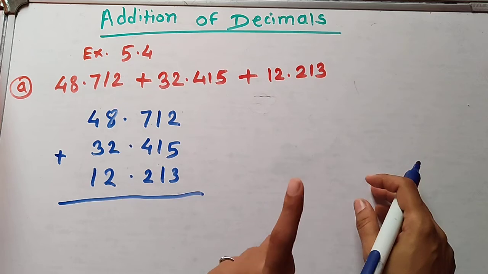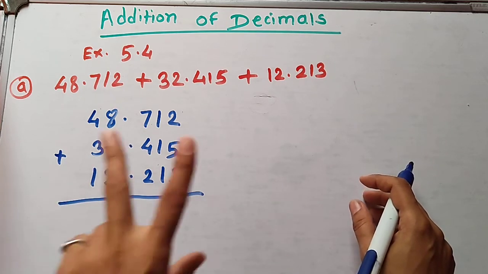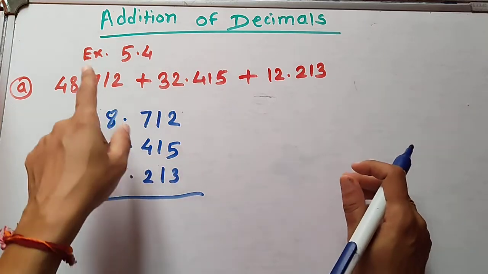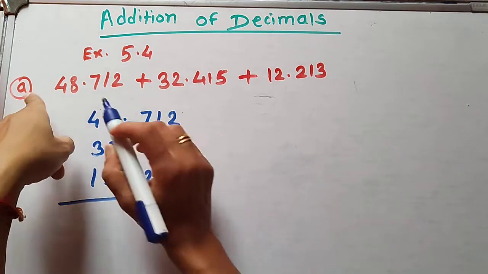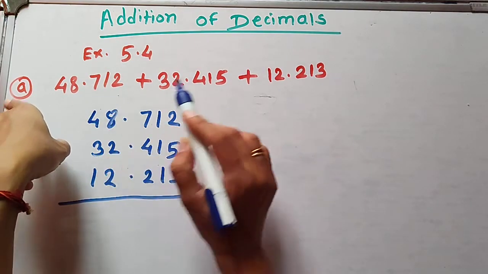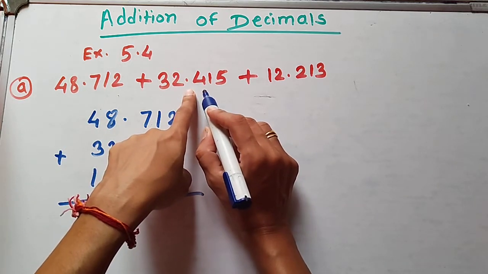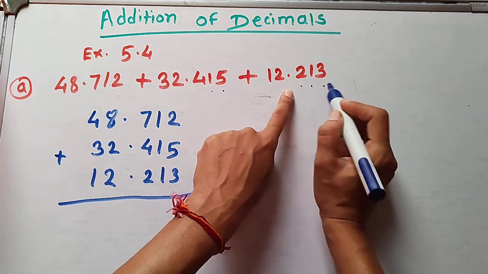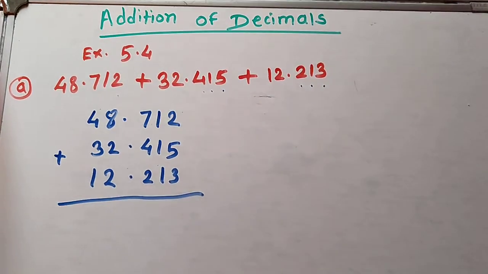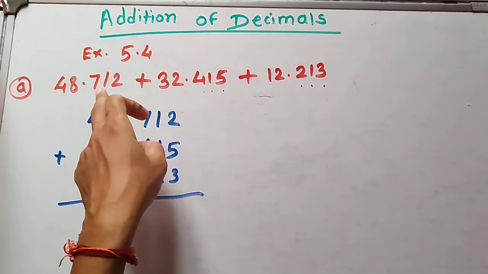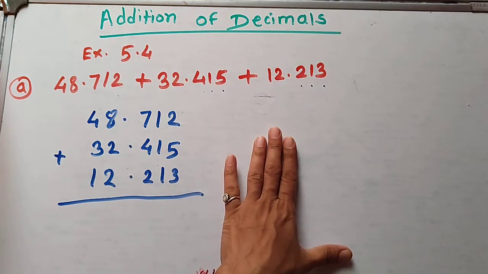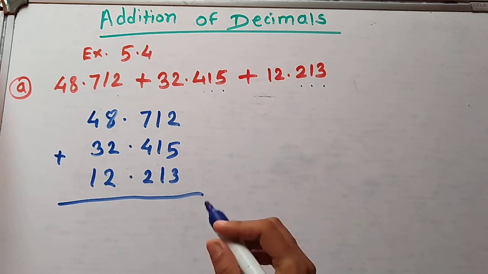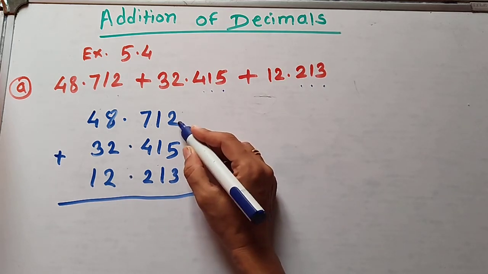First step, you have to check whether all the decimals are like or unlike. So are these like or unlike decimals? After the decimal point, how many digits are here? 1, 2, 3. Here also 1, 2, 3. Here also there are 3 digits. Means after the decimal point there are 3 digits in every decimal number. So these are all like decimals. So this is so simple. So you have to add all the numbers.